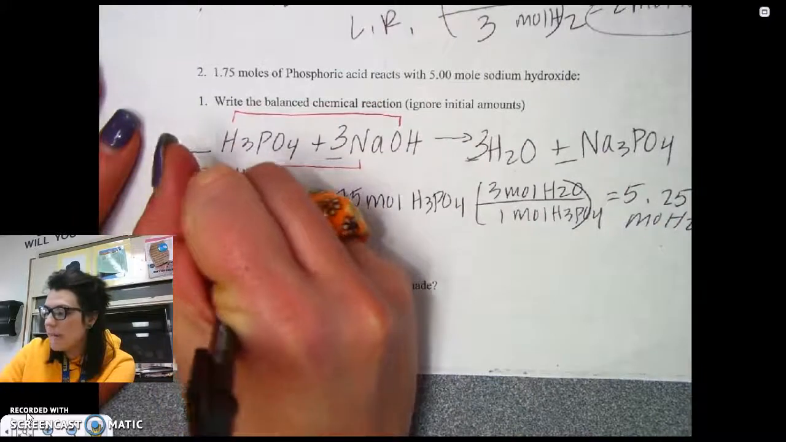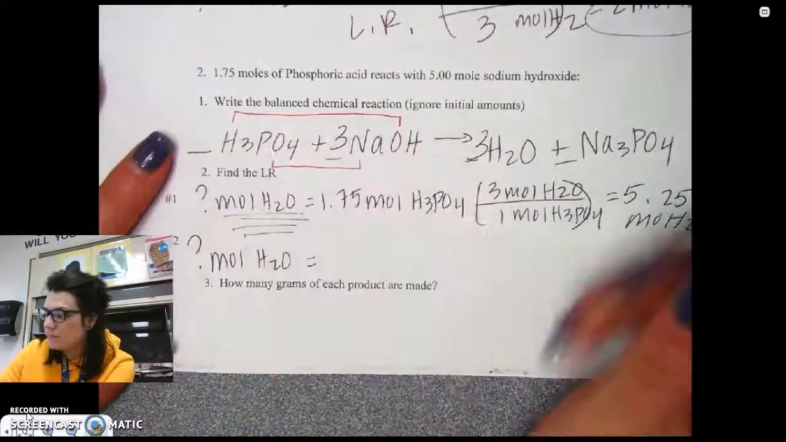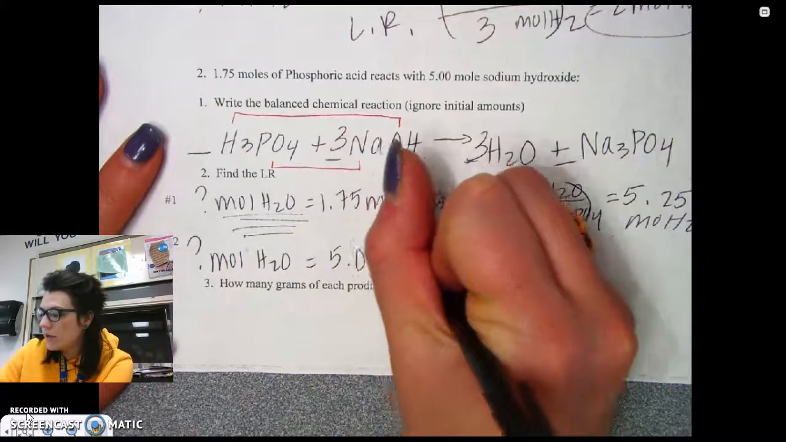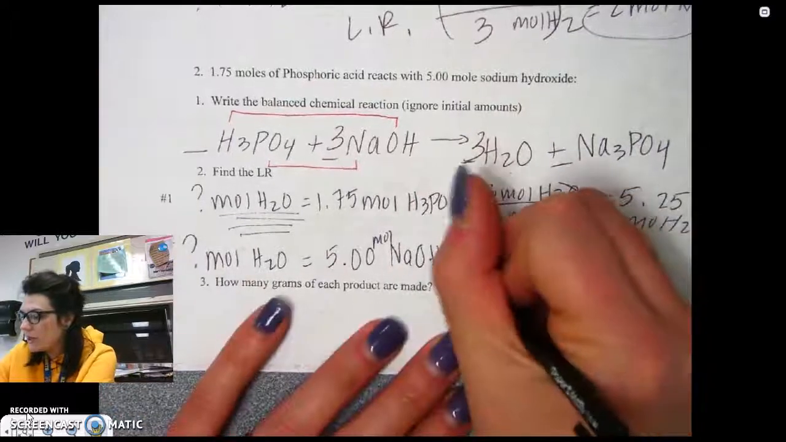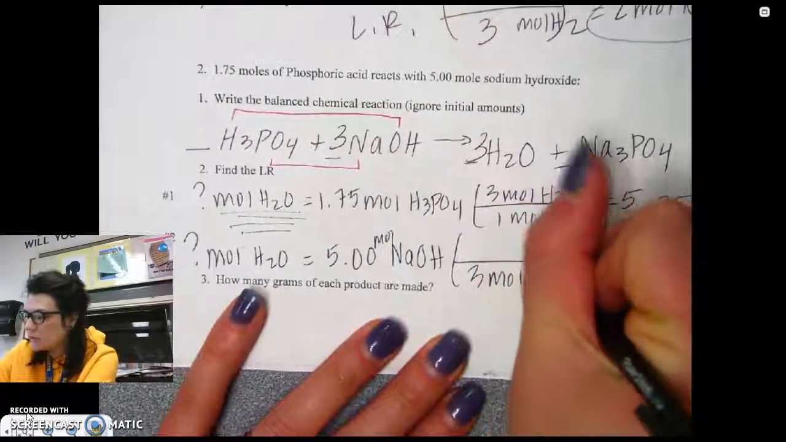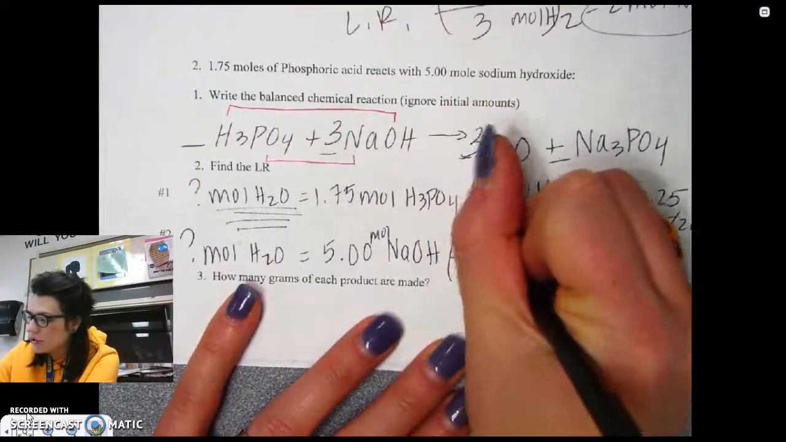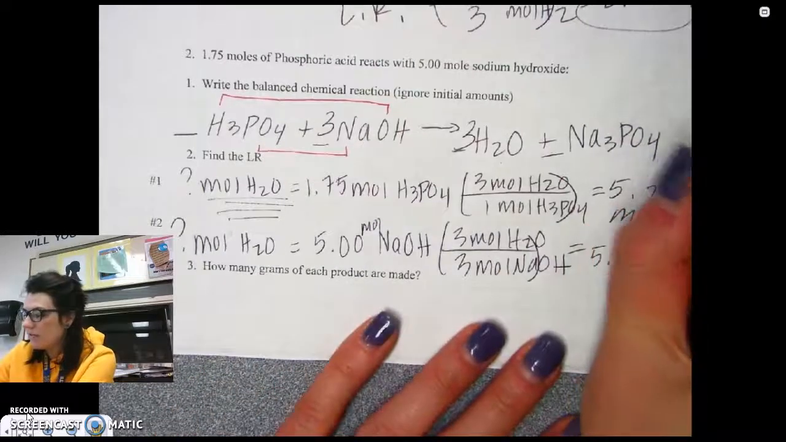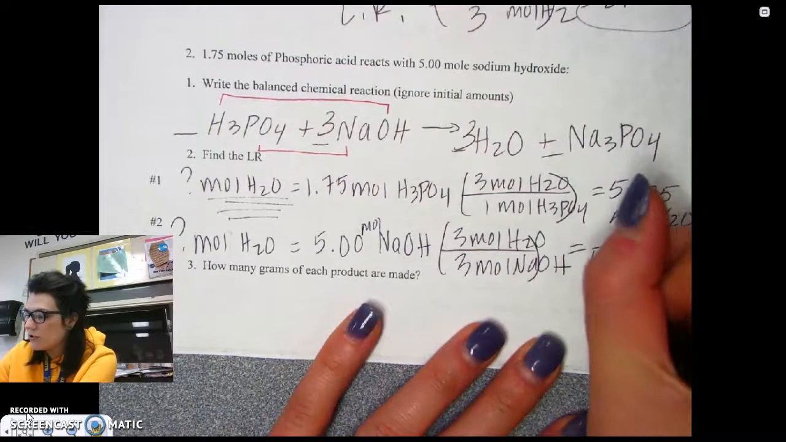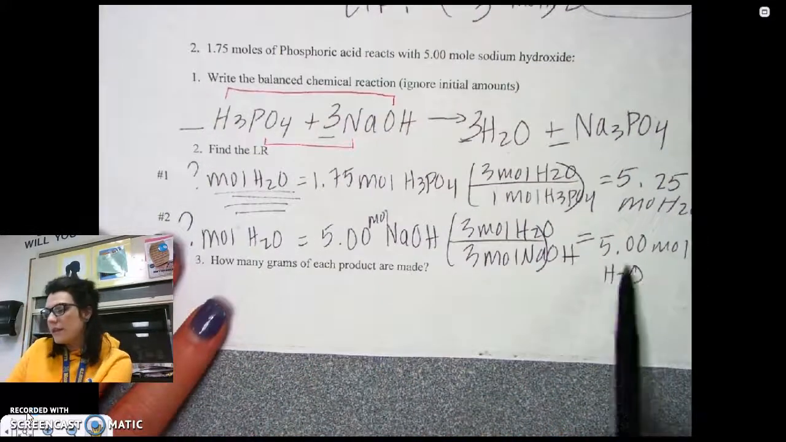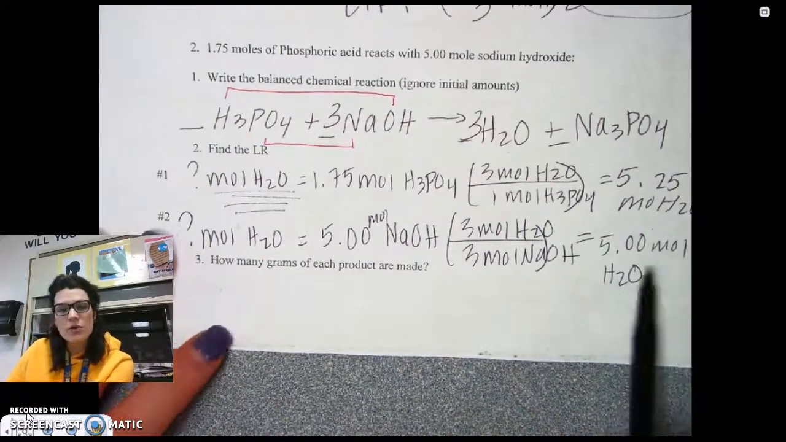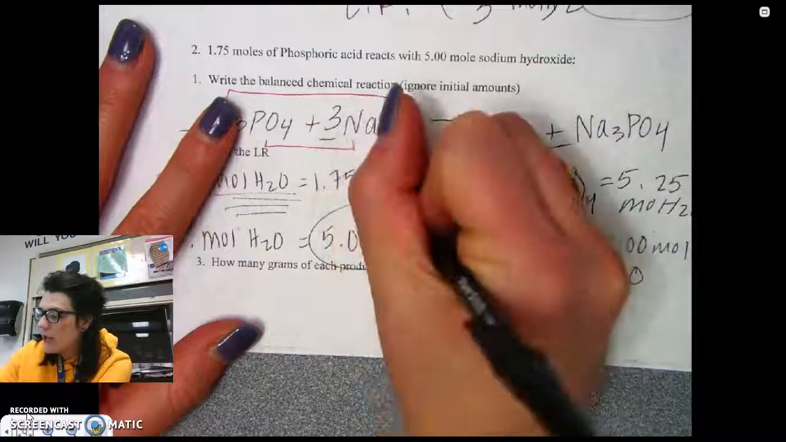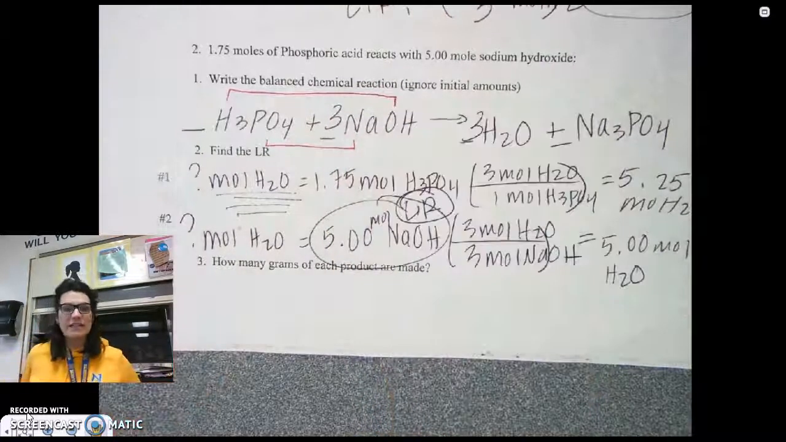So I'm going to say question mark mole of H2O is equal to 5 moles of NaOH. I'm going to say for every 3 moles of NaOH, I will have 3 moles of H2O, which ultimately this is 1, so that means I can only make 5 moles of H2O, which means this is the smaller amount, so that means that NaOH limits how much water I can make. So NaOH is considered the limiting reactant.